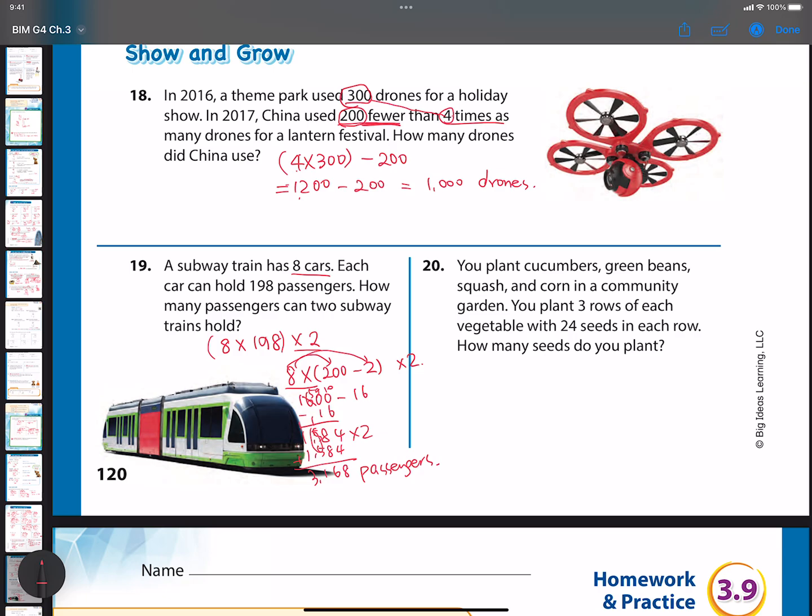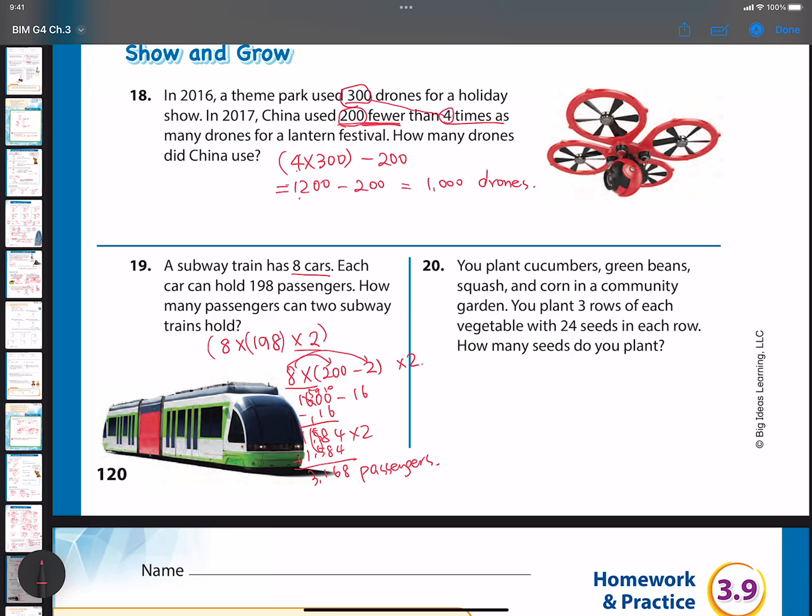There are many different ways, okay? So you can do maybe 198 times 2 and then multiply by 8. I think that's going to be a bigger number to work on, right? Multiply by 8, I think some of you guys are not familiar with the 8 times table yet. So go ahead, which one is easier for you, okay? All right, you can move on to number 20.